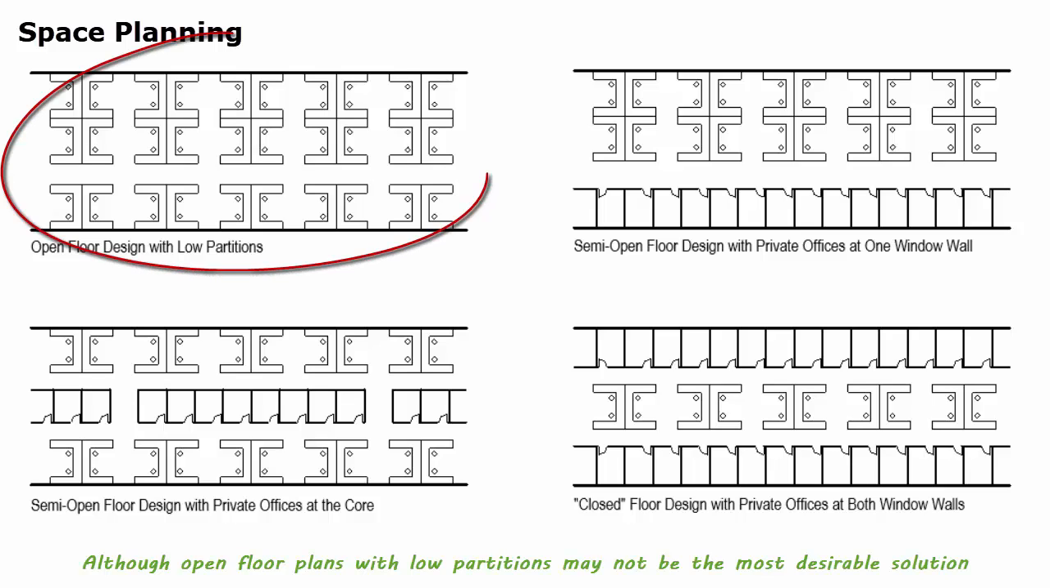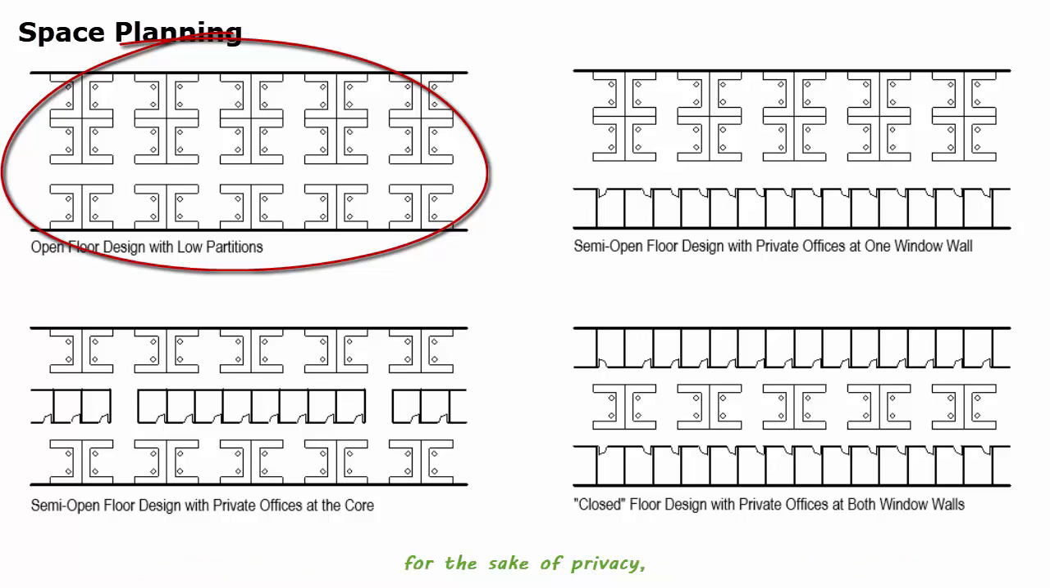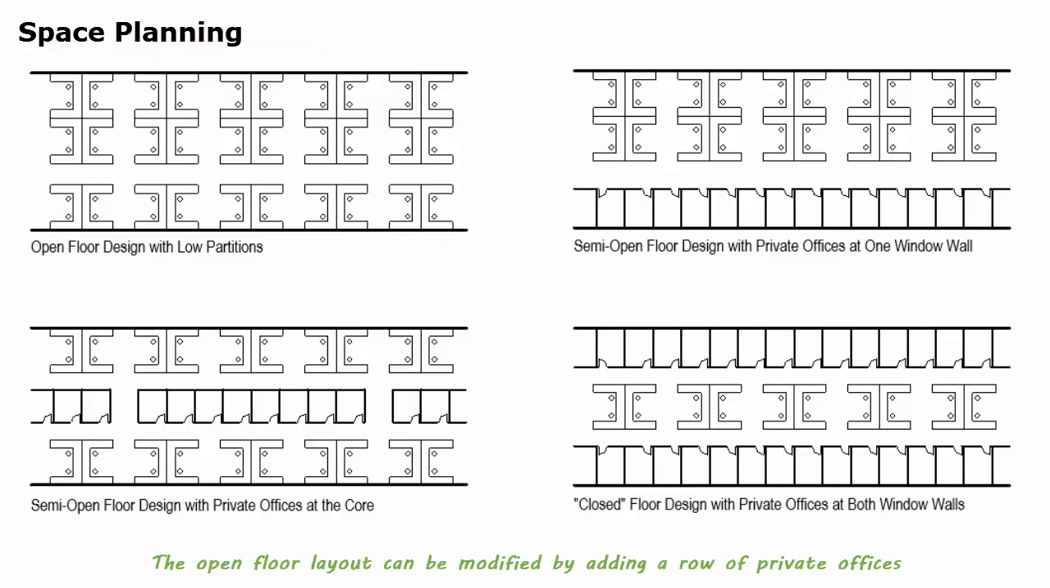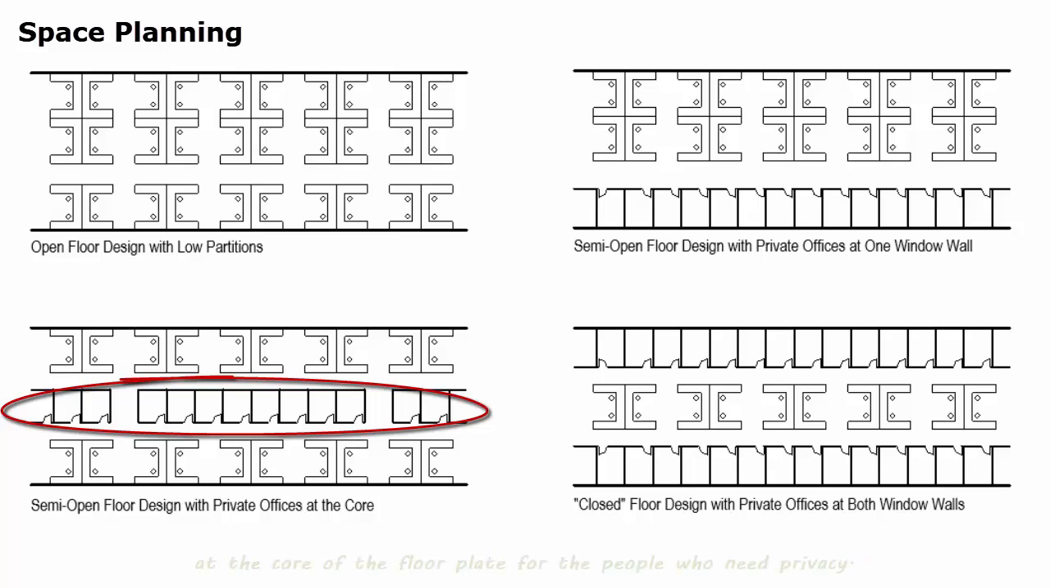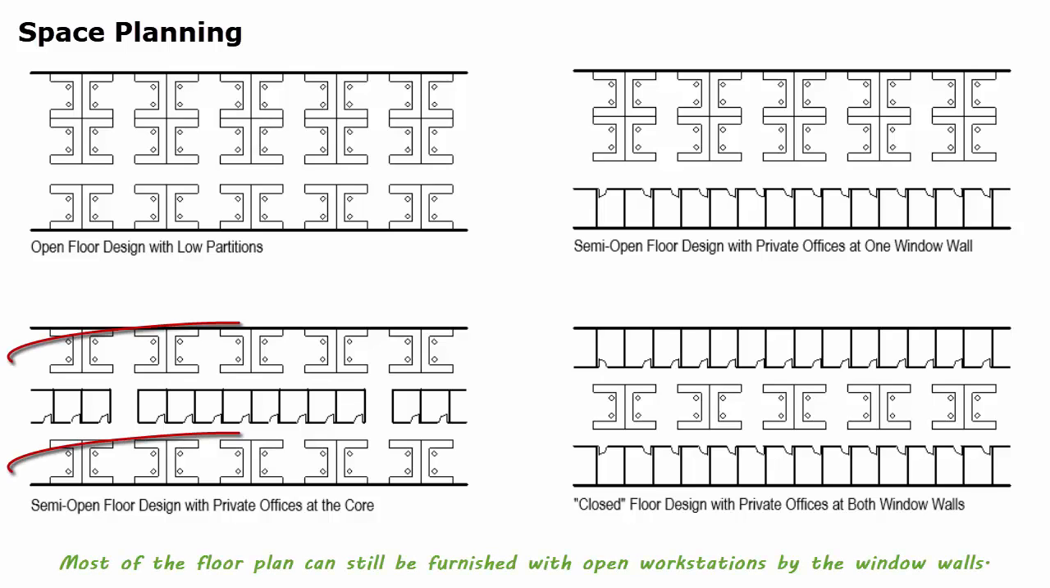Although open floor plans with low partitions may not be the most desirable solution for the sake of privacy, they are the best arrangement from the daylighting point of view. The open floor layout can be modified by adding a row of private offices at the core of the floor plate for the people who need privacy. These offices can be furnished with transparent or translucent partitions facing the window walls, which allows daylight to enter. Most of the floor plan can still be furnished with open stations by the window walls.